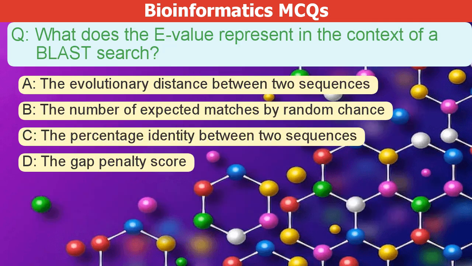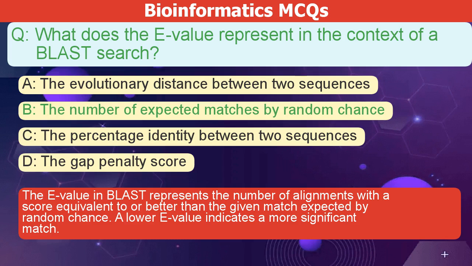What does the E value represent in the context of a BLAST search? A. The evolutionary distance between two sequences. B. The number of expected matches by random chance. C. The percentage identity between two sequences. D. The gap penalty score. The correct answer is B. The E value in BLAST represents the number of alignments with a score equivalent to or better than the given match expected by random chance. A lower E value indicates a more significant match.